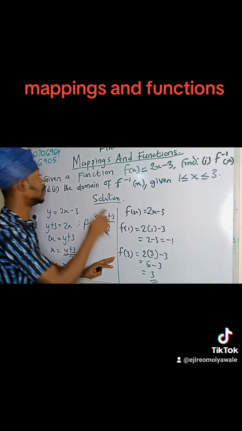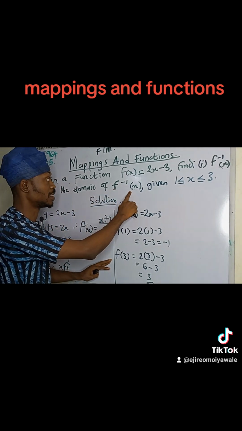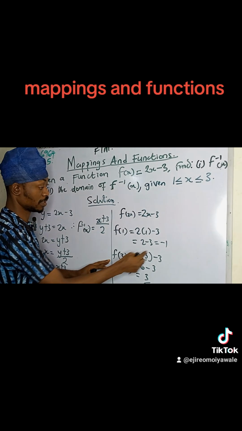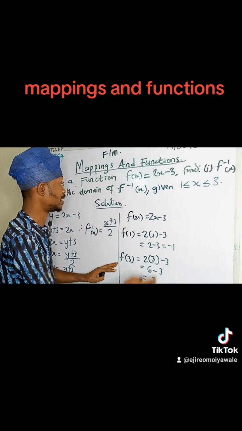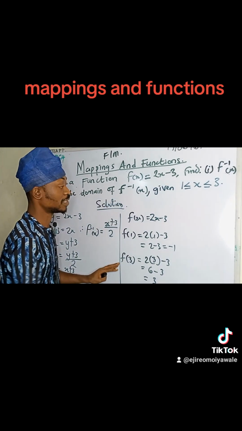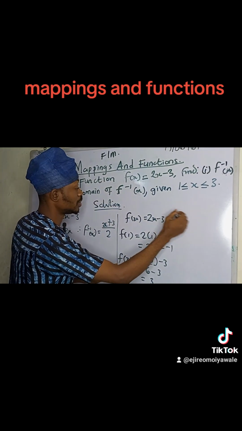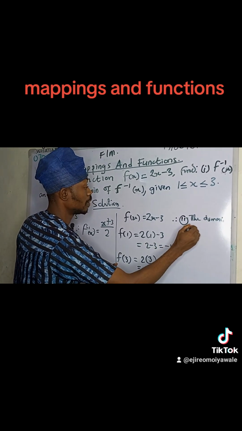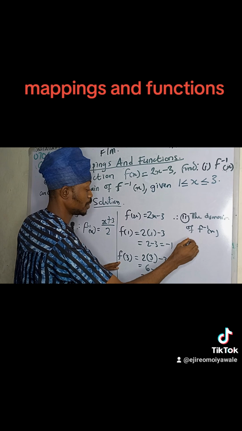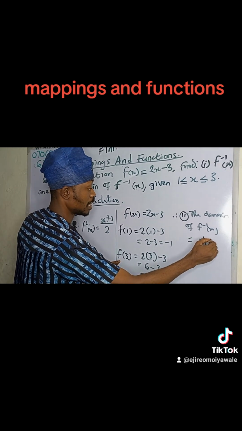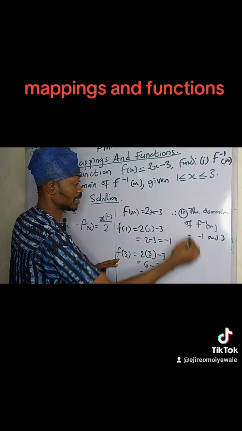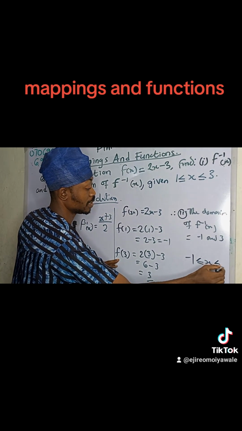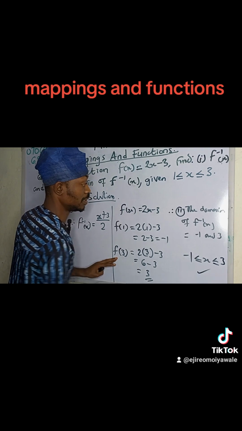So yeah, the domain of f inverse of x is the range of f of x. And we found the range of f of x, which is negative 1 and 3. And that automatically passes for the domain of f inverse of x. Therefore, the domain of f inverse of x, which is number 2, will be equal to what? Negative 1 to 3. We can write it as negative 1 less than or equal to x, and x less than or equal to 3. So that is the answer to number 2.